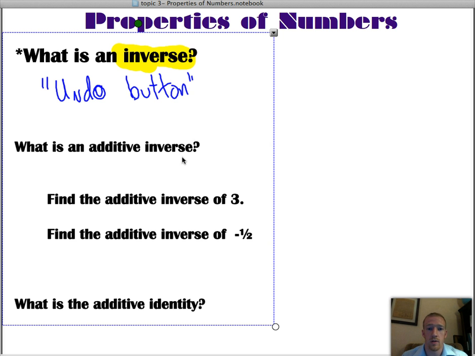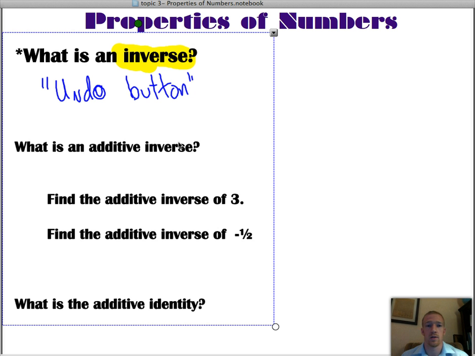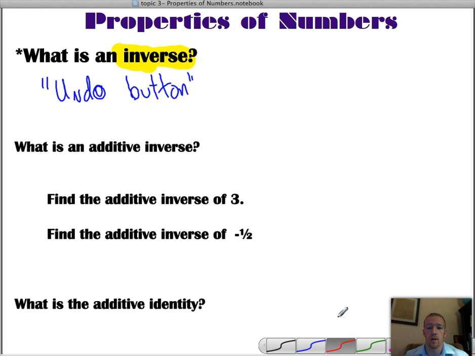All right, so I could delete this. The inverse of deleting would be adding it in there. So think of inverses as like the undo button. They undo whatever we did under a certain operation. So it depends on what operation we're talking about here. So for addition, what is an additive inverse?